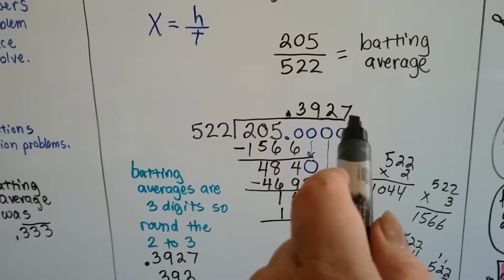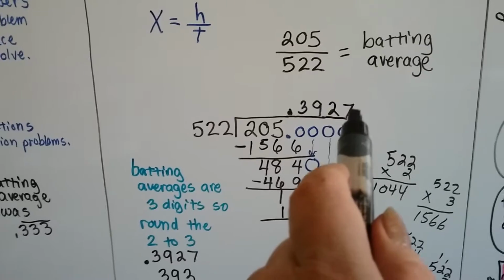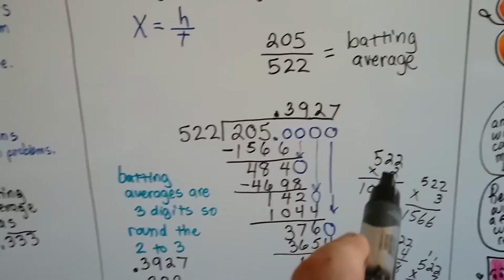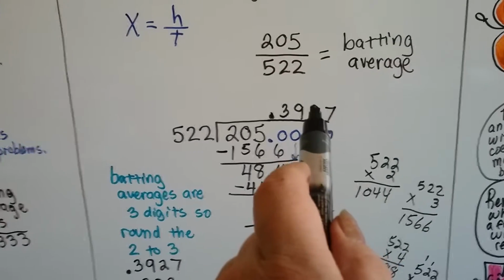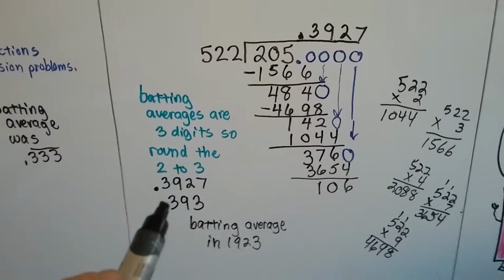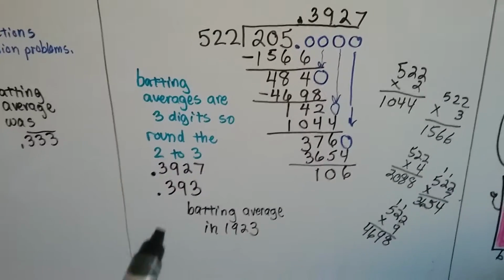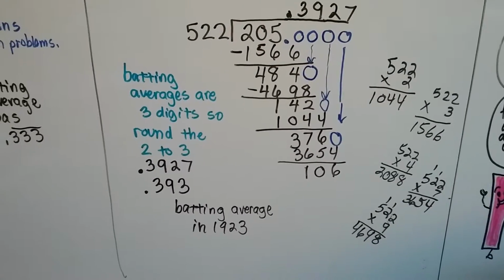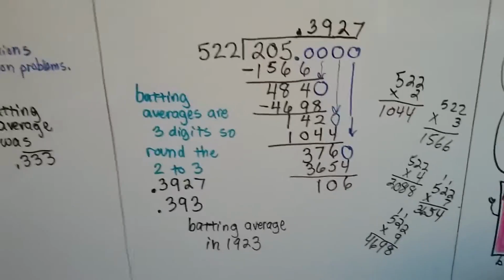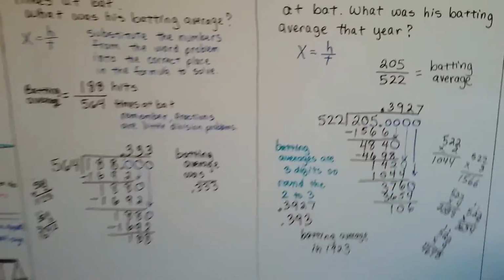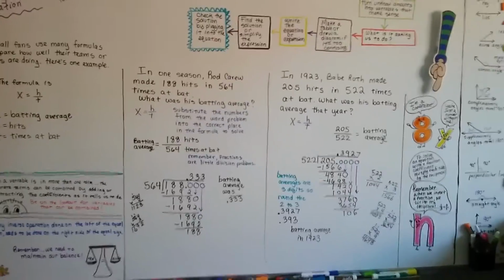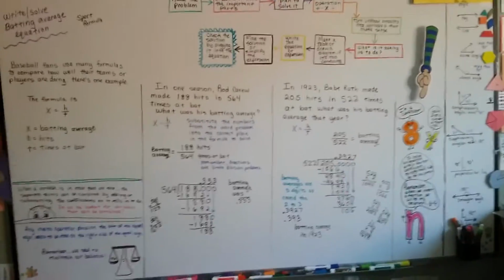You remember our rule? When we round numbers, if the number is a 5 or bigger, then we go up to the next number, okay? So this 7 is telling the 2 to become a 3. So his batting average in 1923 was a 393. That's almost perfect, right? So now you can figure out batting averages for people in your family or for little league teams or for your favorite baseball players, okay?